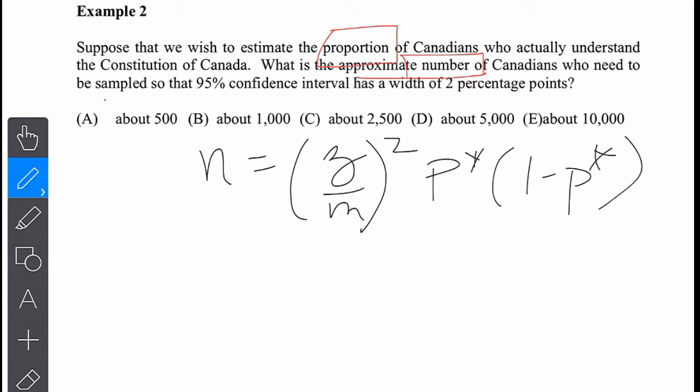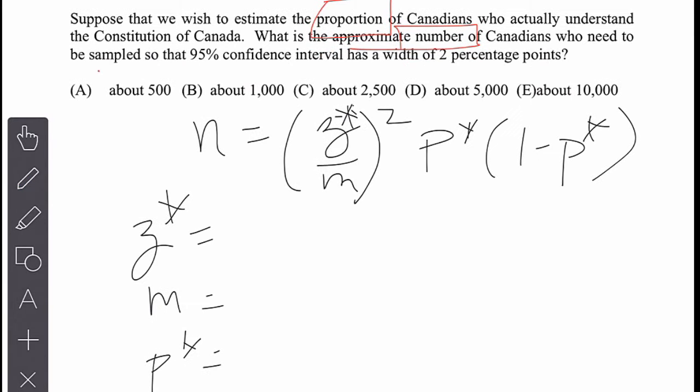So how do we plug this in? Do we know everything? Oh, this is Z star. Okay, what do we know? What's Z star? What's M? What's P star? That's what we need. Well, Z star is for a 95% confidence interval.